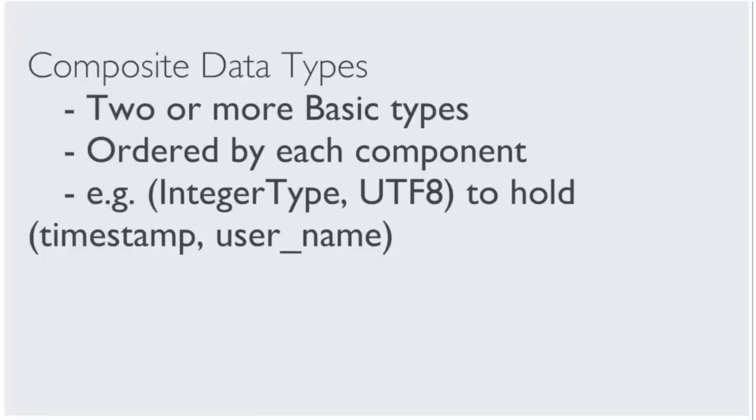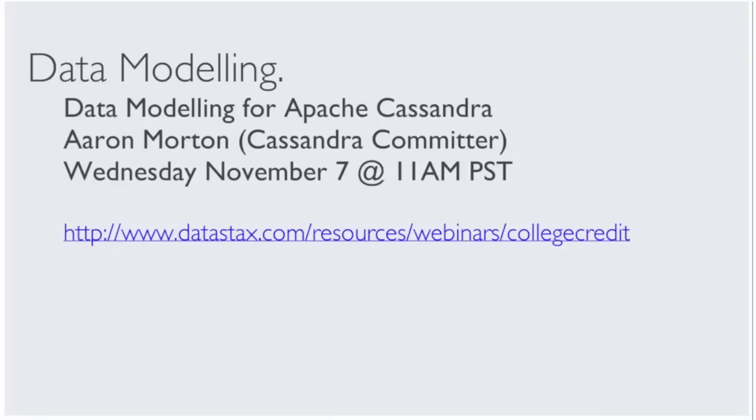On top of this basic data model, we have composite data types. These allow you to combine two or more basic types into one structure. For example, you might have a column name which has a timestamp and the username. And this could be, for example, a list of tweets or something like that. I'll be discussing data modeling further on November 7th, next month, in the next webinar that I'll be doing on data modeling.